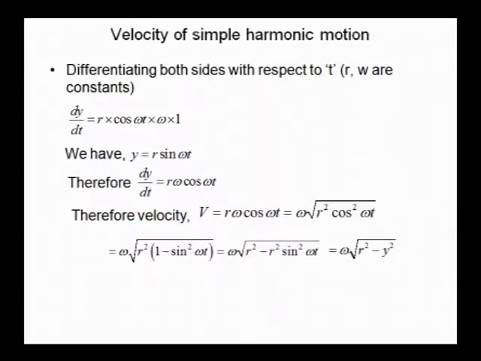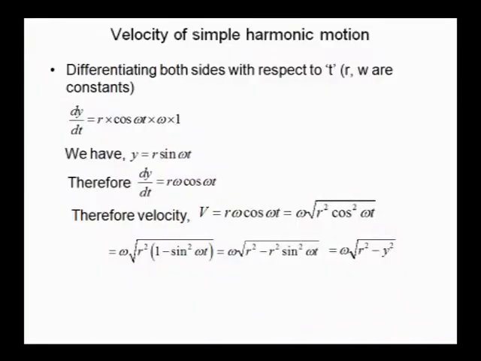Differentiating the displacement of the simple harmonic motion, we get the velocity of the simple harmonic motion. So, velocity v of simple harmonic motion is d by dt of y. Differentiating R sin omega t, we get R, differentiation of sin is cos omega t, and applying the chain rule, the differentiation of omega t is omega. So, we get dy by dt is equal to R omega cos omega t, and that is the velocity of the simple harmonic motion.